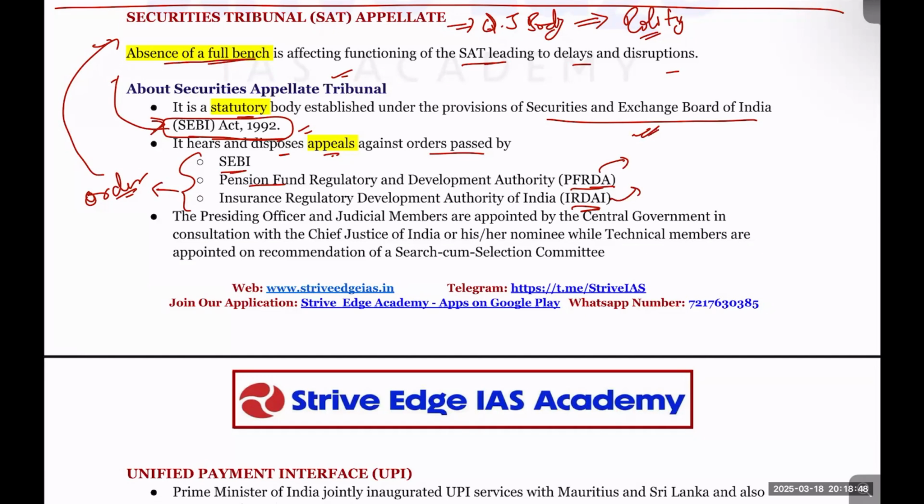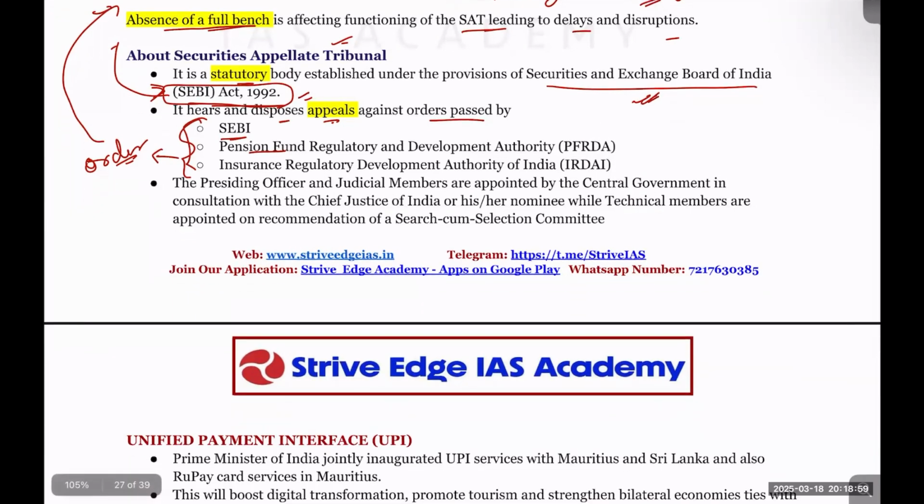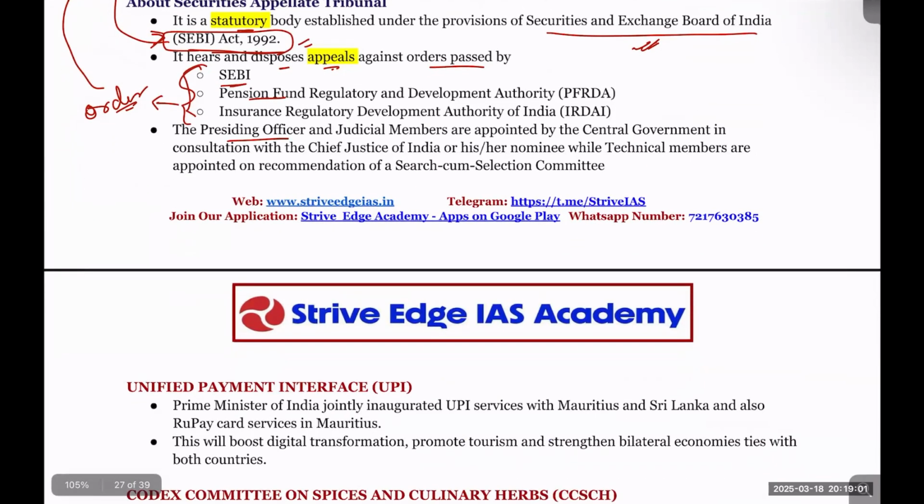So you should also remember the bodies for which the Securities Appellate Tribunal provides judgments, right? Now, what is this body composed of? There is one presiding officer, and judicial members are appointed by the central government in consultation with the Chief Justice of India and his appointee or nominee. Technical members are also provided.